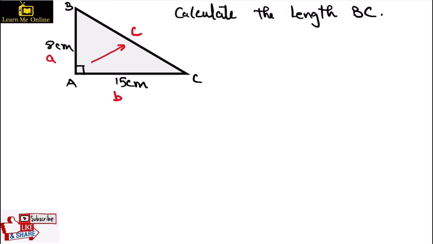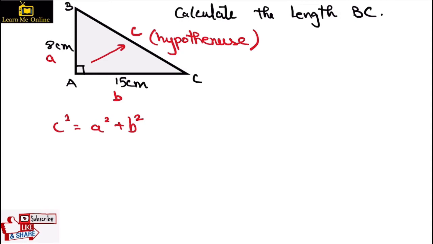We talked about the Pythagoras theorem already. That Pythagoras theorem says that c squared equals a squared plus b squared. What c represents is the hypotenuse. Now, because the theorem says that we can use this to find out the missing length of a right angle triangle, here I'm going to sub everything in the formula.